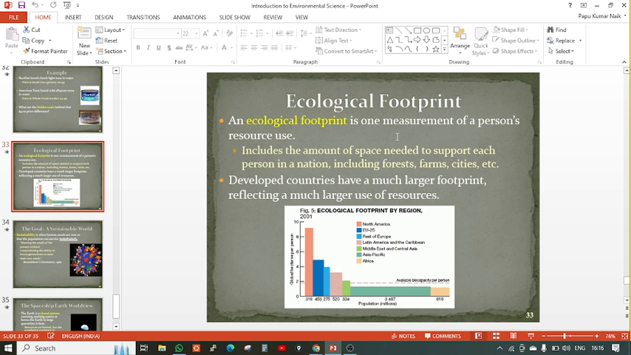For example, India and Bhutan are both neighbor countries, but India has a larger ecological footprint compared to Bhutan, because Bhutan has a negative carbon footprint. They are more environmentally conscious than India. So this is one way of measuring these environmental degradations.